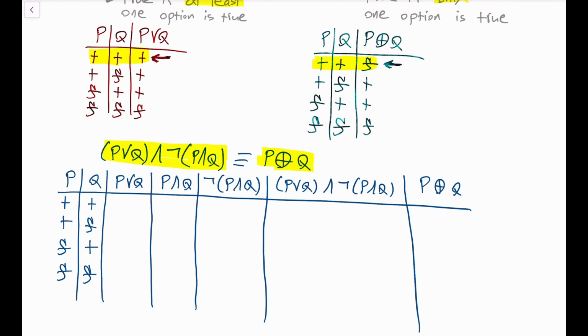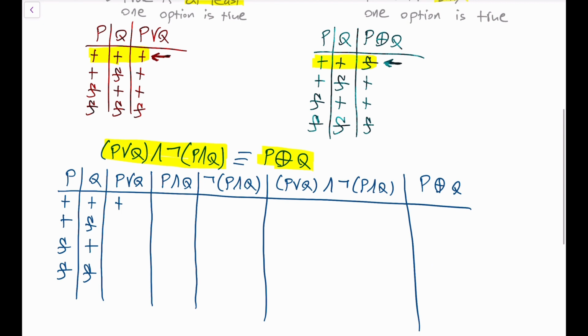We have this disjunction in the inclusive sense. So true or true is true, true or false is true, false or true is true, and false or false is false. Then we have a conjunction, P and Q. So true and true is true, true and false is false, false and true is false, false and false is false. We have the negation of the previous column of that conjunction. So true to false, false to true, false to true, false to true.